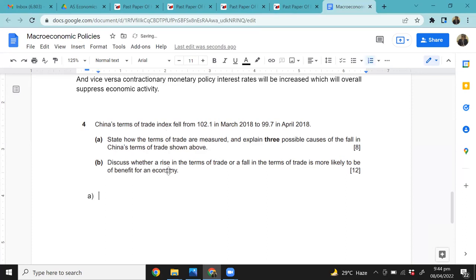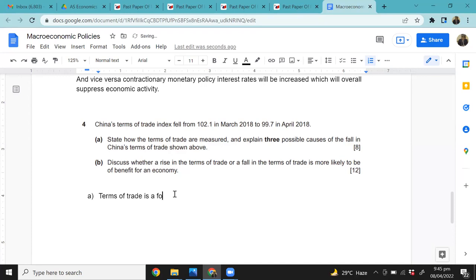Okay, now, China's terms of trade index fell from 102.1 in March 2018 to 99.7 in April 2018. State how the terms of trade are measured and explain three possible causes of a fall in China's terms of trade shown above. So the first thing, as you can clearly tell by the wording of the question, you need to define what terms of trade is. We are coming to that, but let's go step by step.